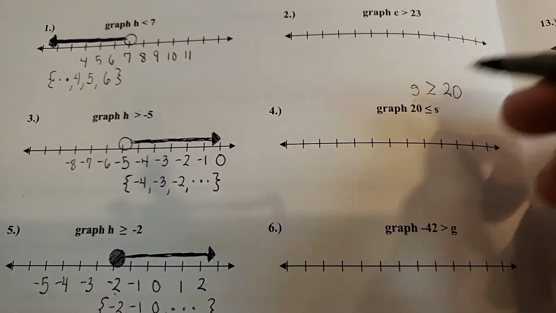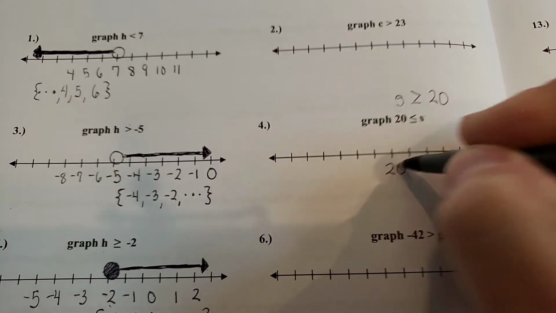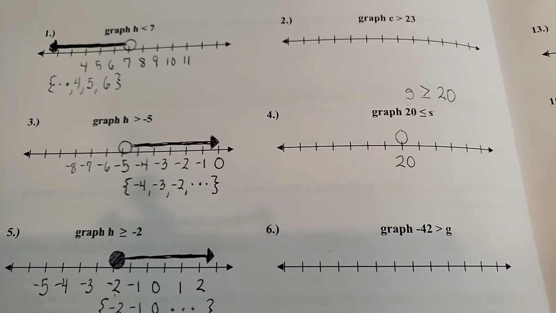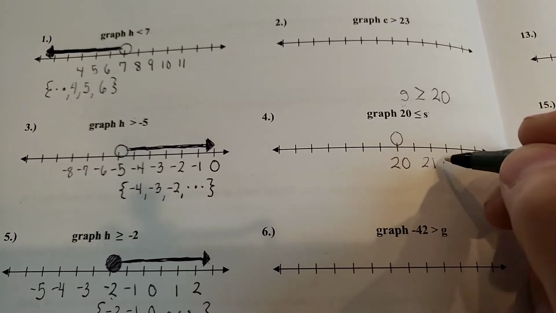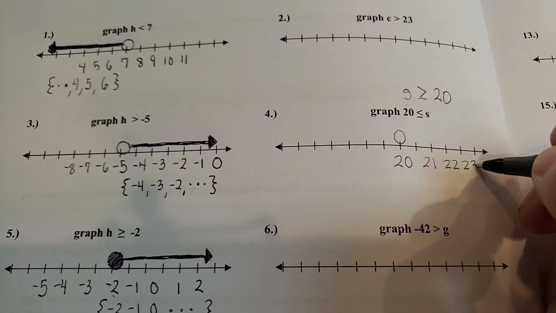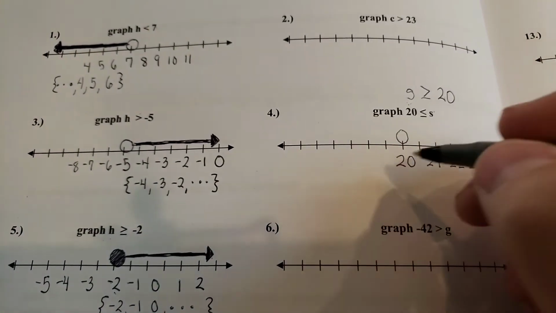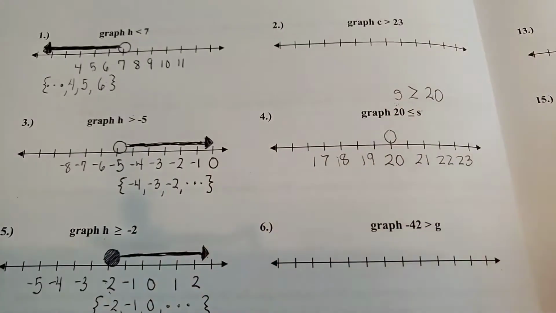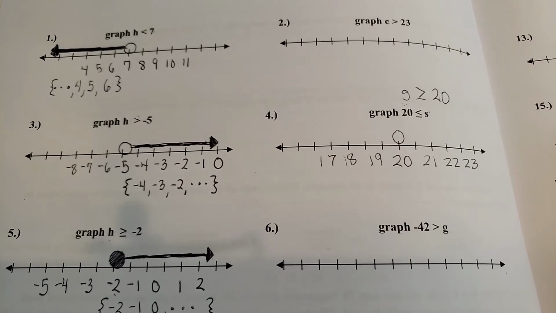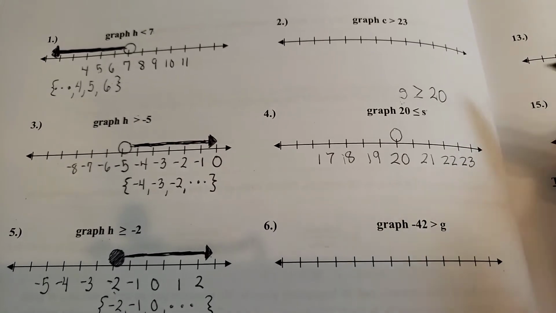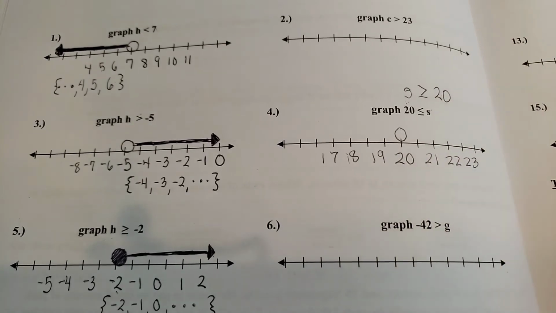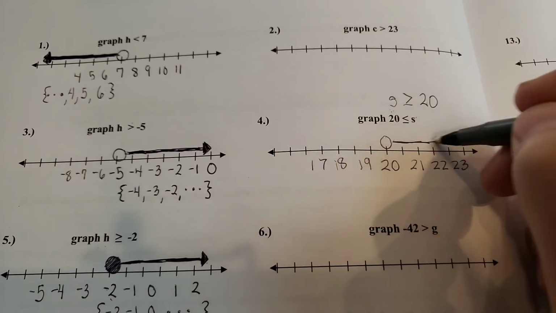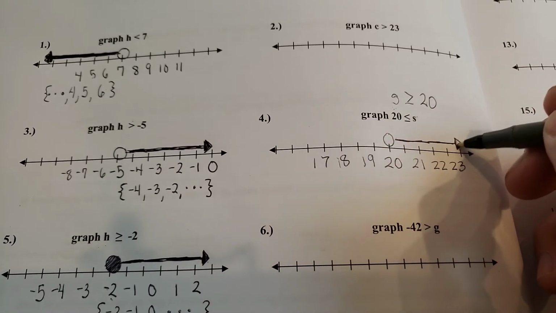All right, so now let's do it. Take the 20, place it in the middle, put your bubble above it, put a few numbers on the right, 21, 22, 23. I don't care how far you go. And a couple numbers that are less than 20: 19, 18, 17. What direction will you shade? What numbers are greater than or equal to 20? Greater than, look at the direction. It's pointing to the right. So it's going to shade to the right.